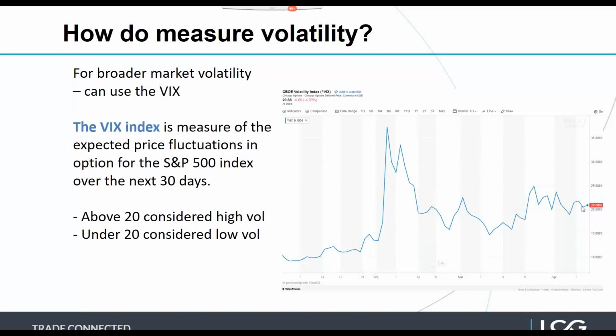So we look at the VIX maybe averaging around 20 now instead of averaging 10, and 20 is often a warning level of a higher volatility environment that people will pay attention to. So I've said there, above 20 is considered high vol, under 20 is considered low vol. And incidentally, it's based on the fluctuations in options on the S&P 500 over the next 30 days. That's what the VIX is based on.